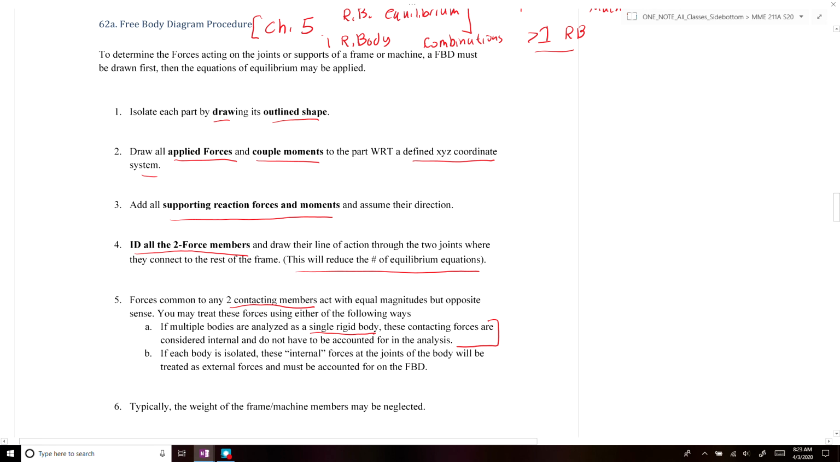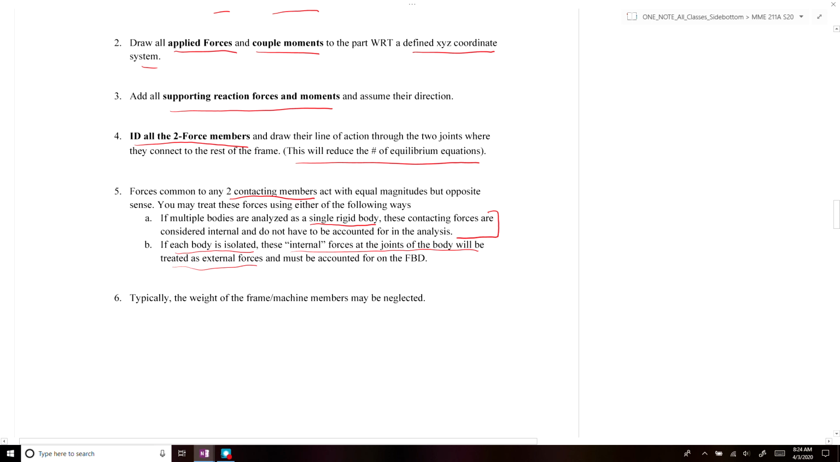Or you can isolate each rigid body, and in that sense you have to account for these internal forces and treat them as external forces. All right. So we're going to go through some examples of that and how you can treat these as both a single rigid body and as a combination of individual rigid bodies. And then typically for frames and machines, unless you're specifically told to include it, you can ignore the weight of the frame and machine.